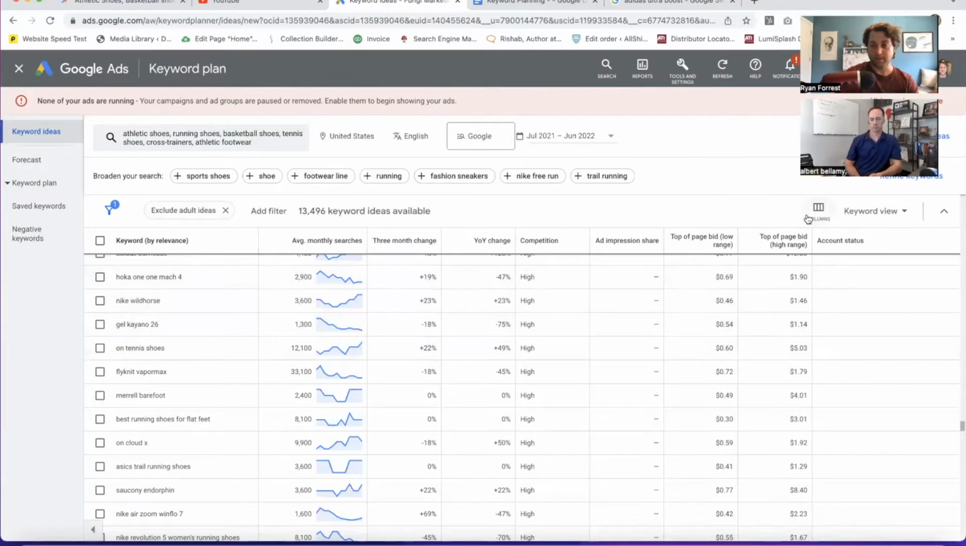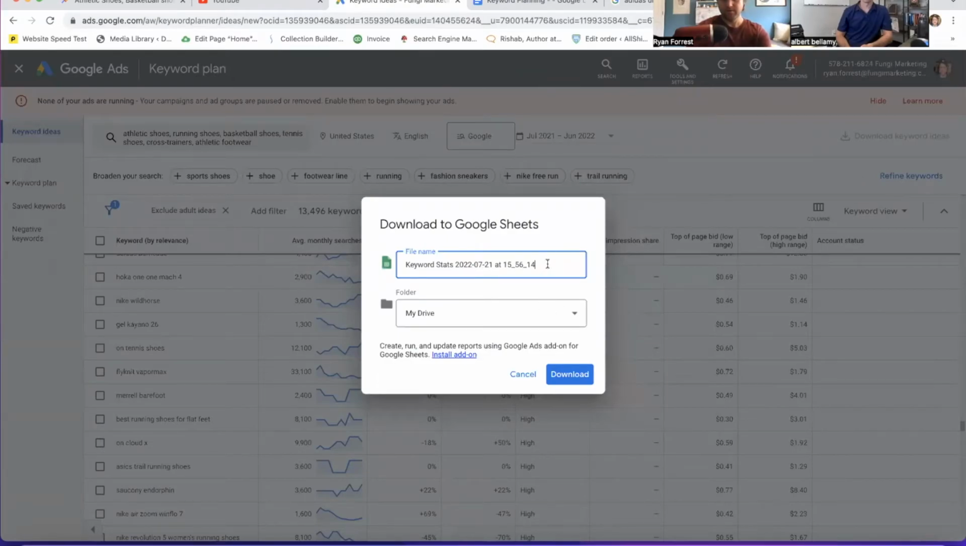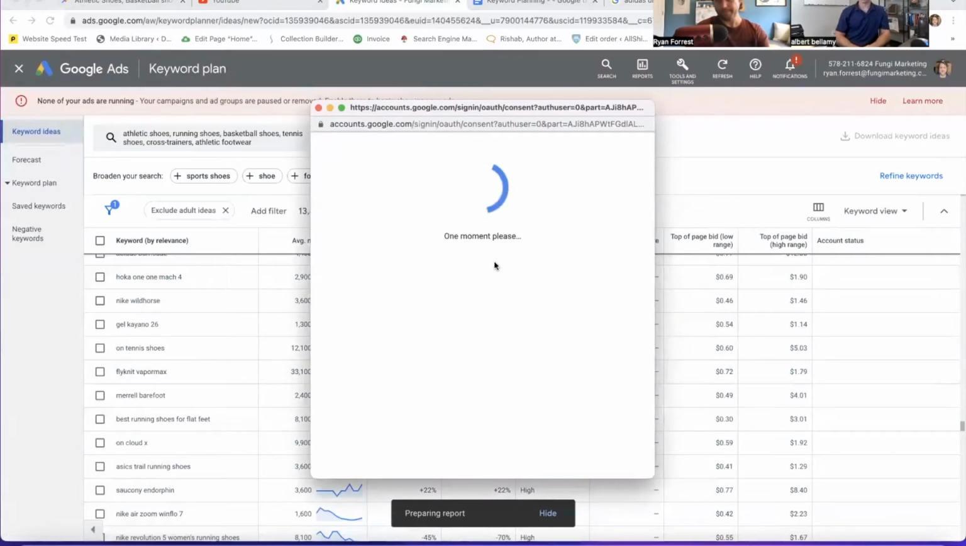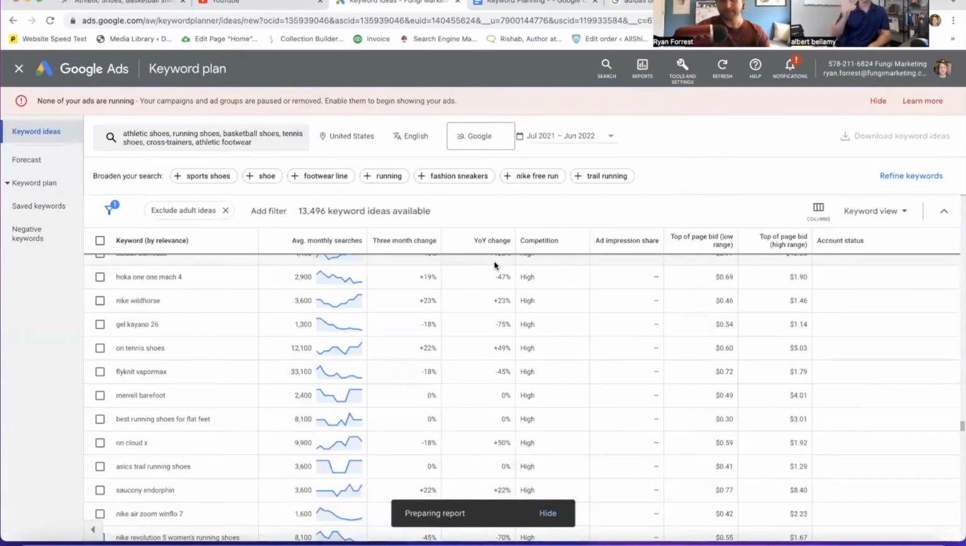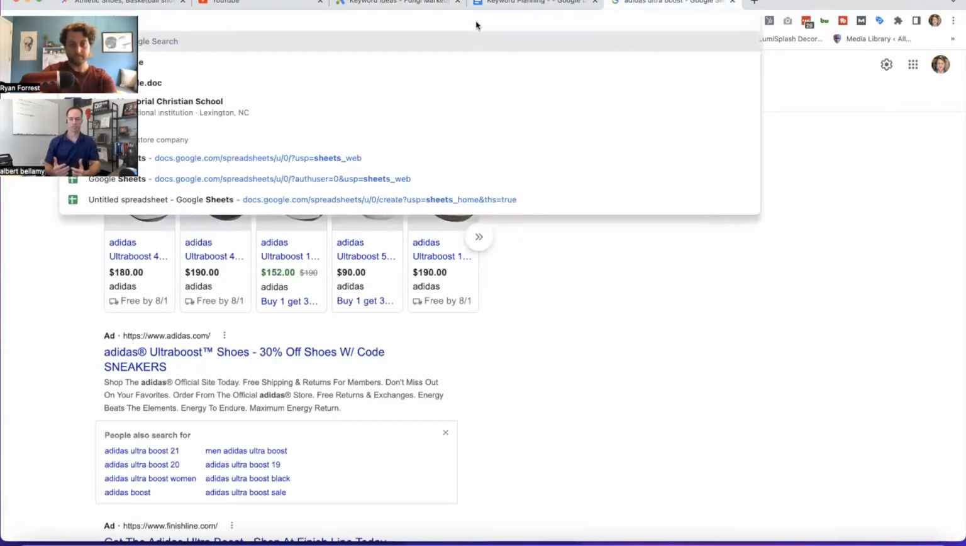I would probably recommend exporting this, downloading the keywords into Google Sheets, and then just saying Ryan L athletic shoes keywords. And right from here, you would go in and start picking. I'll take these 10 keywords at this maximum bid, and then present your budget to Google and say, for this time frame. Is that how it works?